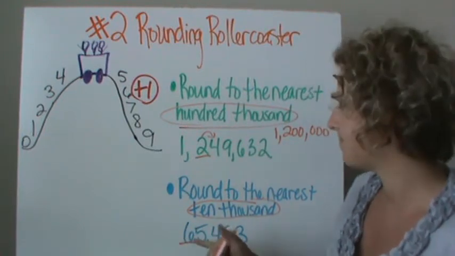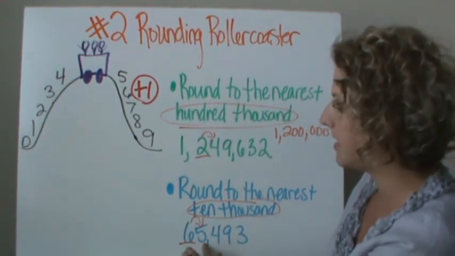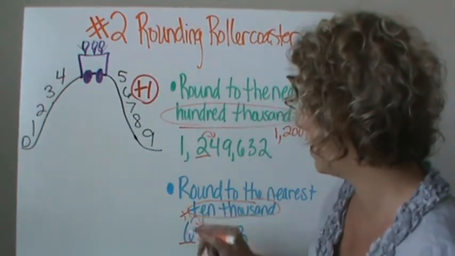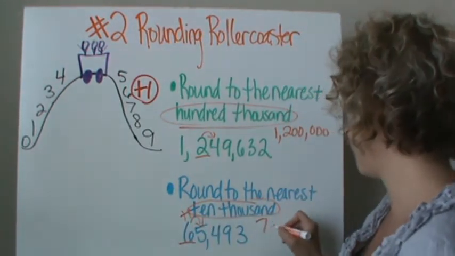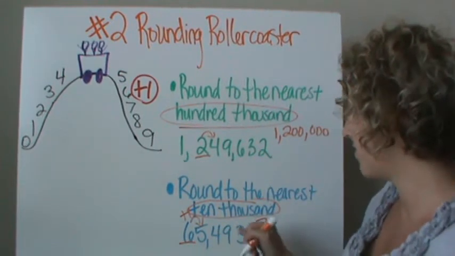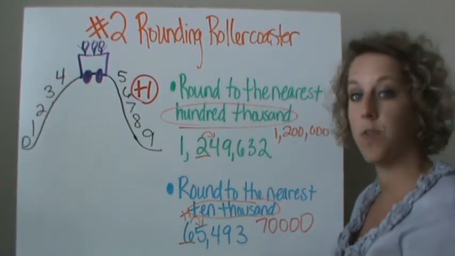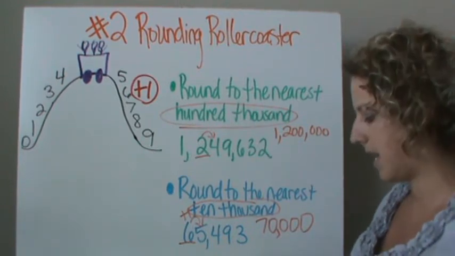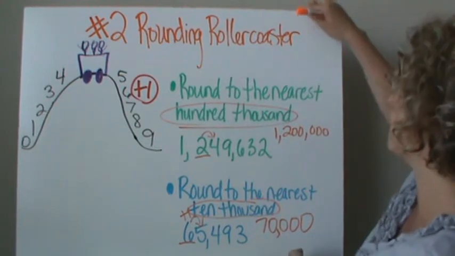So you find your place, you look at the number beside it, and this number is a 5. So here's the 5. Oh, I get to add one more. So 6 plus 1 is 7. Let's write it over here. And the rest become rounded. So 1, 2, 3, 4 zeros. And remember, 1, 2, 3, put a comma behind me. So 65,493 rounds to 70,000.